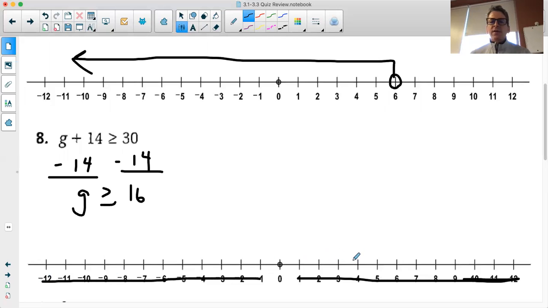2, 4, 6, 8, 10, 12, 14, 16. We're going to put a solid dot right there at 16, and we're going to graph everything greater than that. And that'd be number 8.